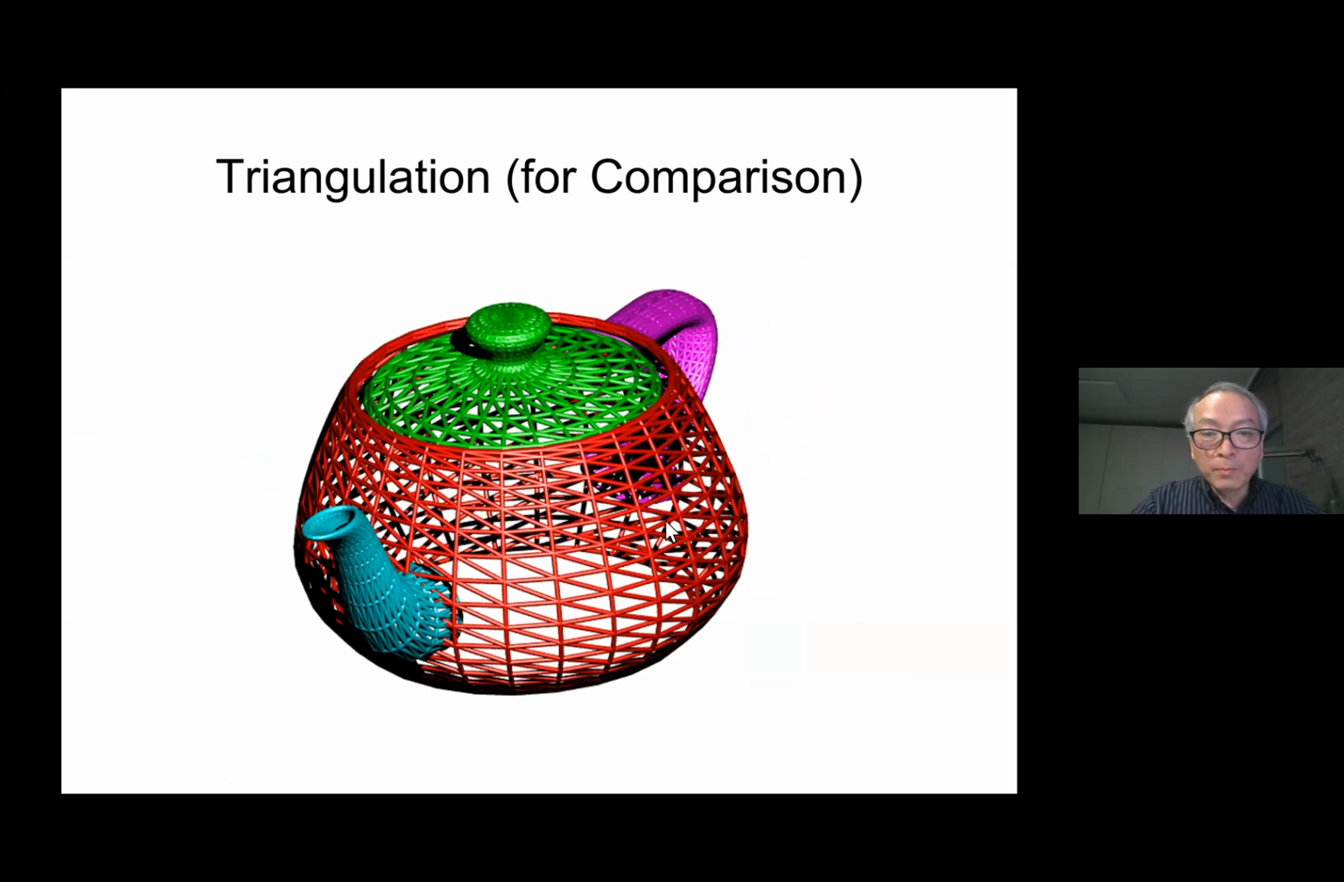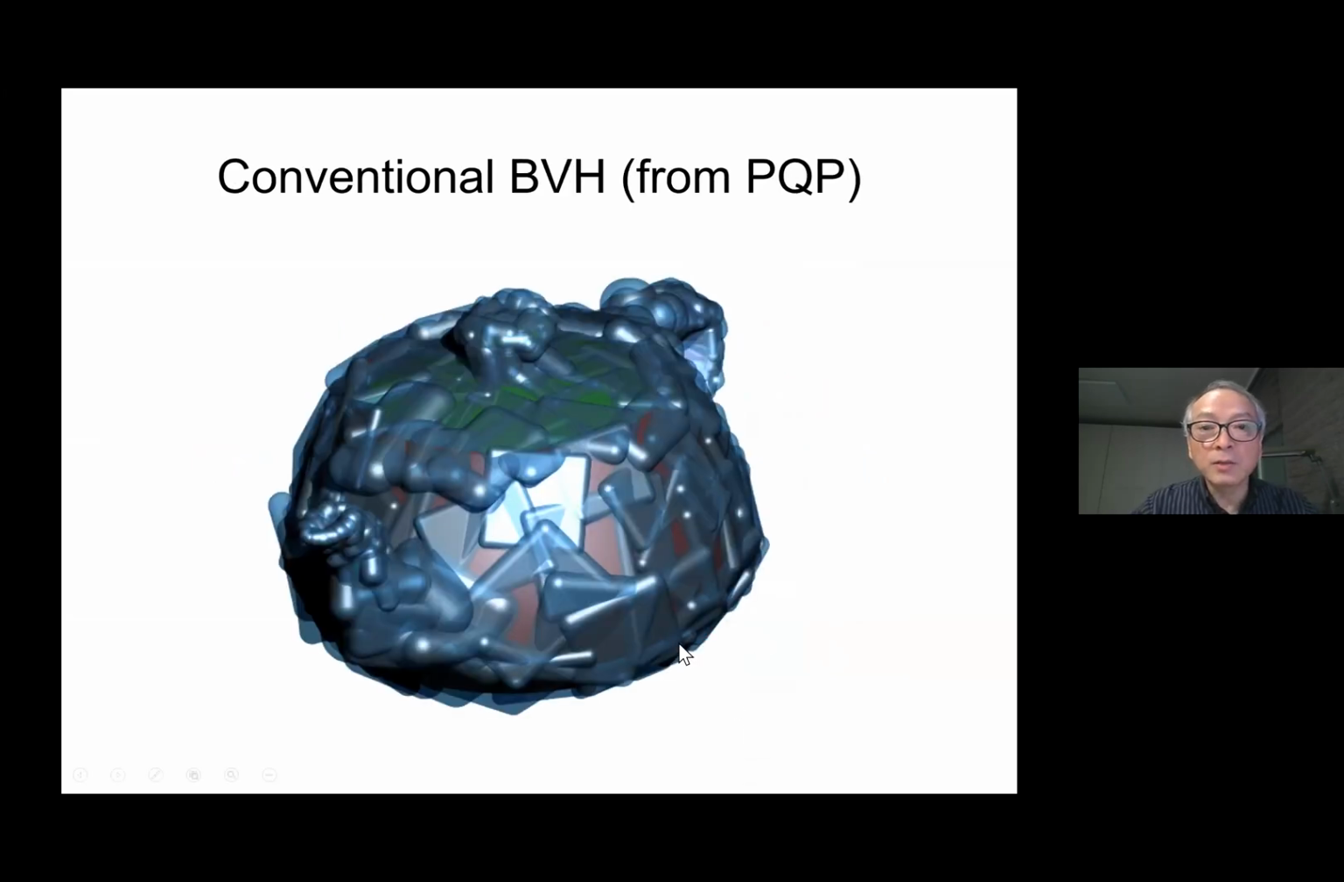So for comparison purposes, we triangulated the Utah teapot into many triangles. As a triangle soup, we put this set of triangles into the PQP library. And this is the result of bounding volume generation from the library, because we don't have connectivity information; the input was just a triangle soup.